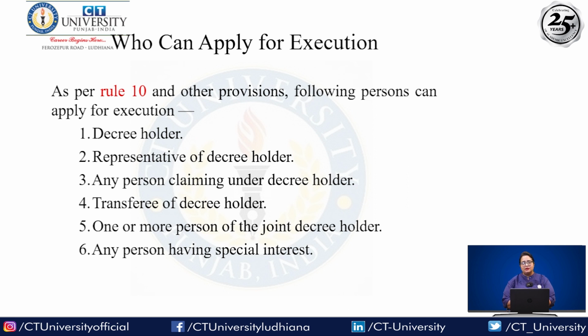The last thing is that if there is more than one decree holder, any person among them as a joint decree holder can make an application. For example, if there are 4 persons as petitioners, and the decree has been passed in favor of those 4 persons, any of them as a joint decree holder can make an application for the execution. And also the person who has a special interest.